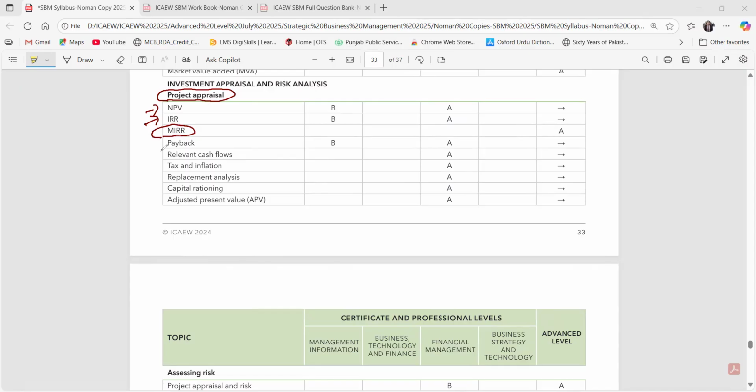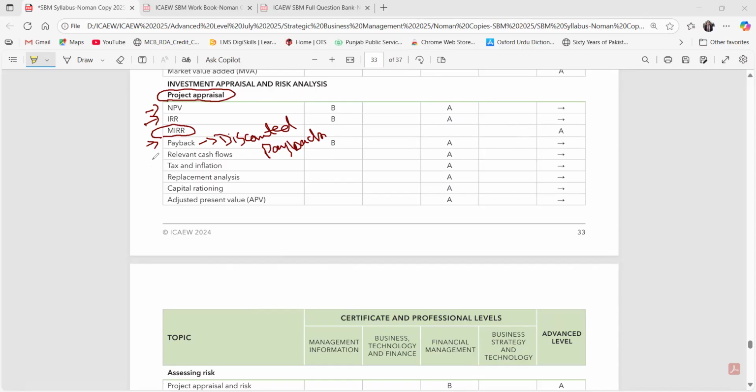Then we talk about payback period. What is payback period? Here we also talk about discounted payback period. Discounted payback period is a modified form of payback period, because simple payback period does not consider your time value of money. But discounted payback period incorporates your time value of money. That's why it is a discounted payback period.